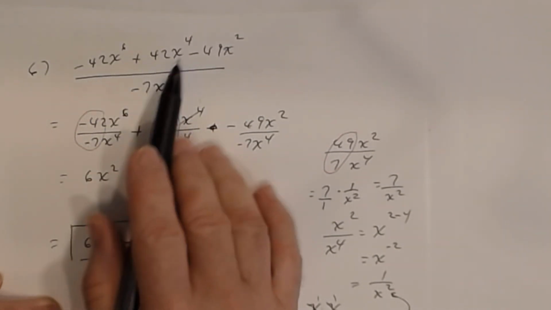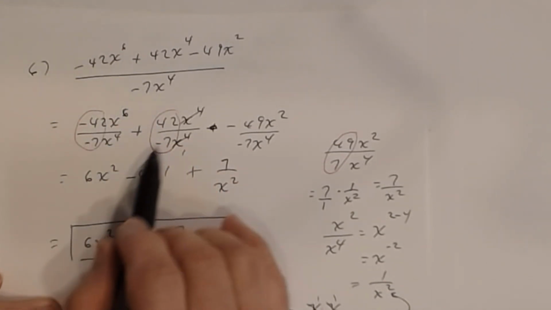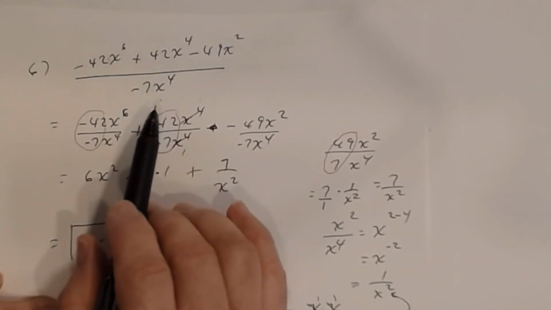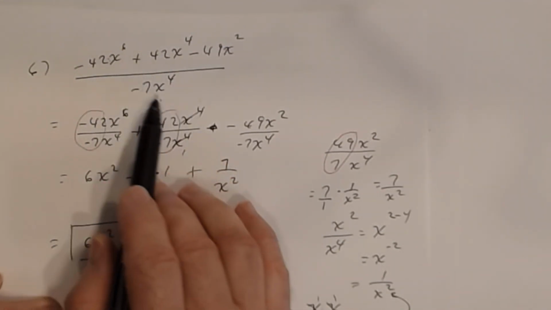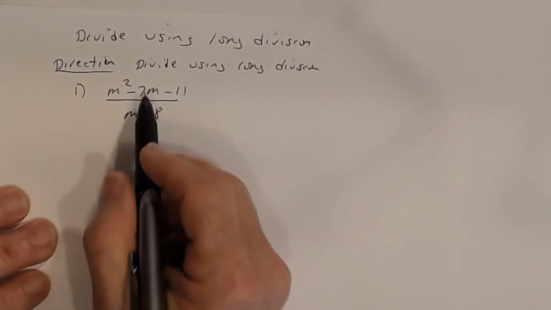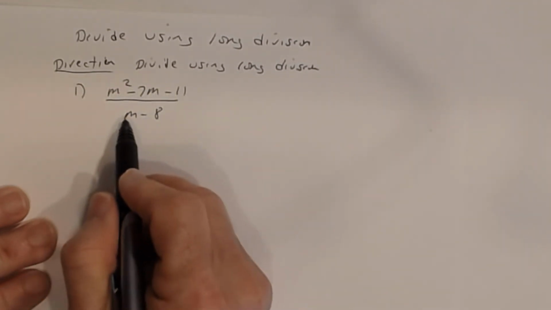Whenever you have a polynomial divided by a monomial, that's where you break it into separate fractions: this first term divided by the denominator and so on. You only do that though if this is a monomial. This is not a monomial in the denominator. That's a binomial. So you have a polynomial being divided by another polynomial.